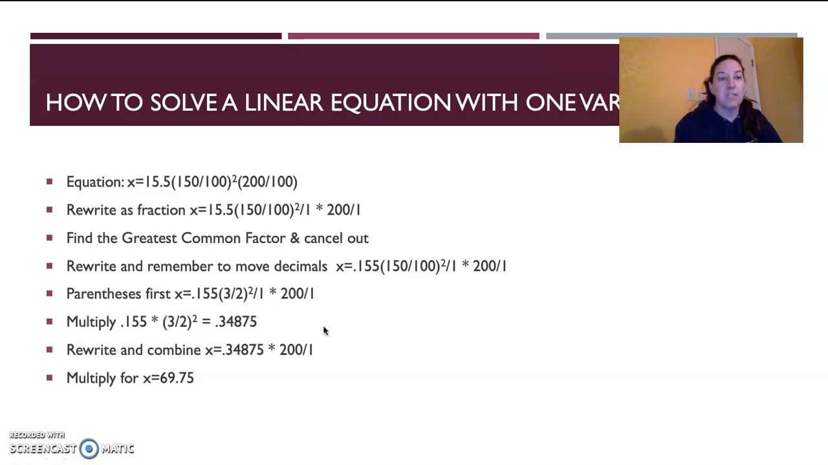Okay, so our equation we're going to solve today is x equals 15.5 multiplied by 150 divided by 100 squared, multiplied by 200 divided by 100. So the first thing we're going to do is rewrite the fraction so everything is over 1. You take 15.5 times 150 divided by 100 squared over 1, and then multiplied by 200 over 1. Then you're going to find the greatest common factor and cancel that out, which in this case is going to be 100, and rewrite, and remember to move the decimal.